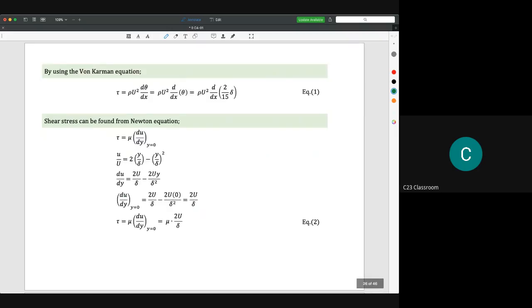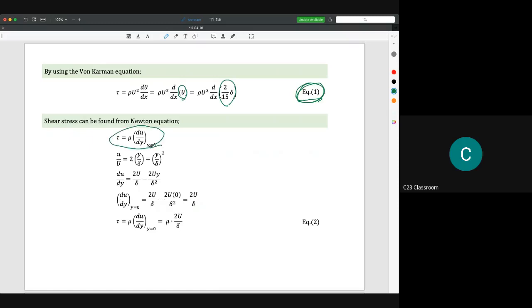So and then we have tau = rho U squared d theta/dx. So we substitute the theta here with 2 delta over 15. Then we name this equation as equation number 1. And then we have another equation by Newton. So we have tau = mu du/dy at y equal to 0. Then we need to solve this equation.